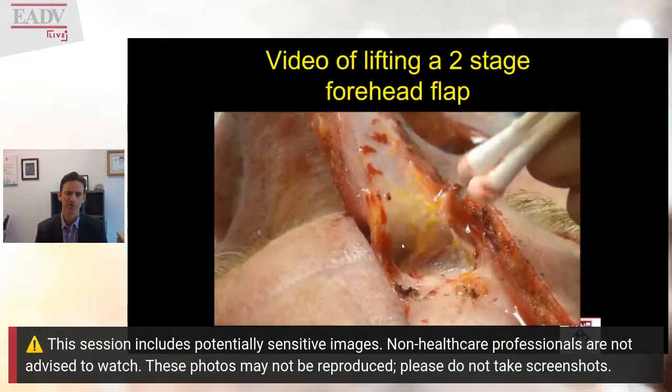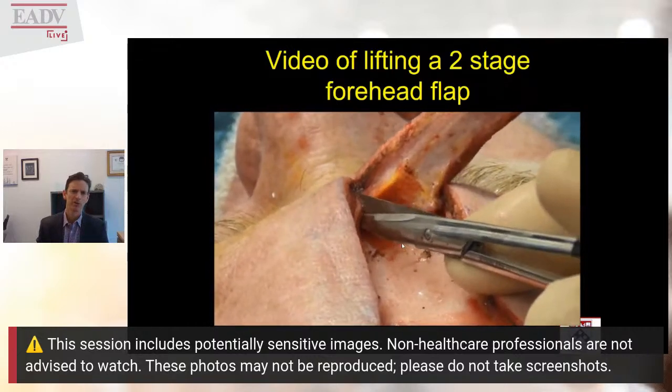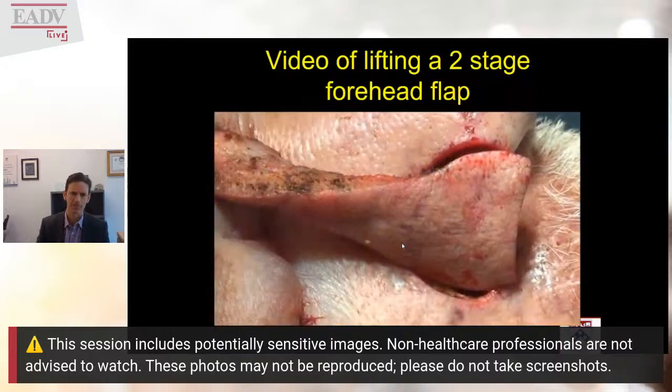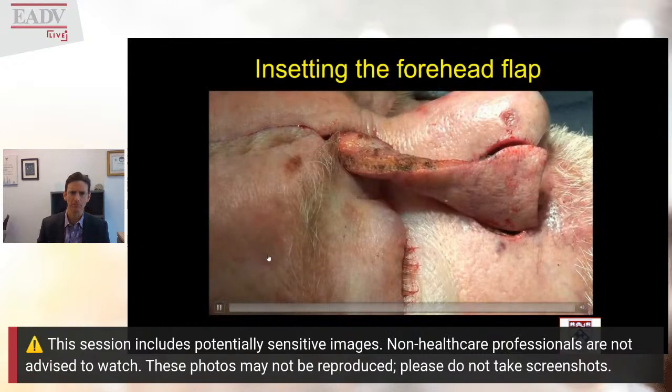We'll try to preserve these veins. You can see the corrugator fibers. You'll sometimes need to release some of the corrugator muscle. Now the flap reaches without tension. To inset the flap, let's look at a video.